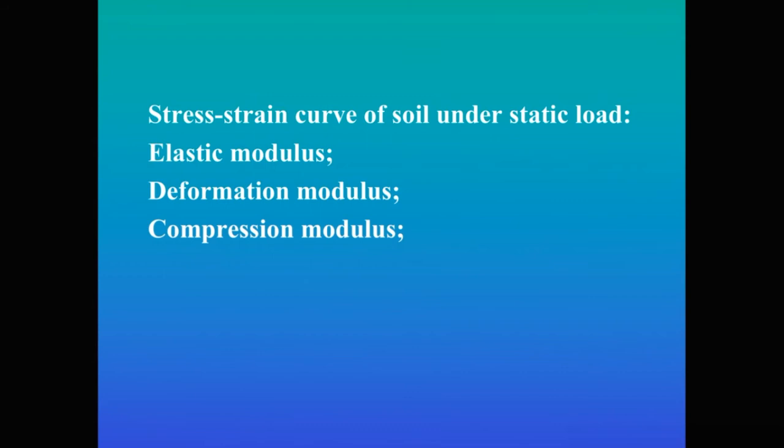For static load, we can get only one curve. Then using these curves, we can get the elastic modulus of soil, or deformation modulus of soil, or compression modulus of soil. And usually, the elastic modulus is the original modulus, or original rate, of the stress-strain curve. That means at this moment the deformation or strain of soil is very small, and it is in the elastic deformation period.